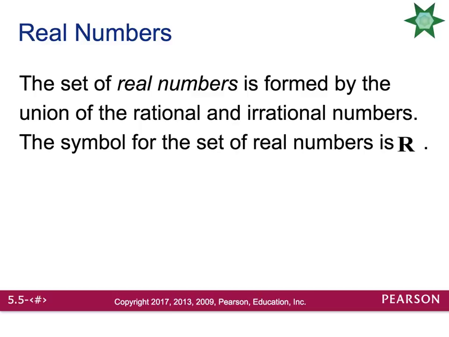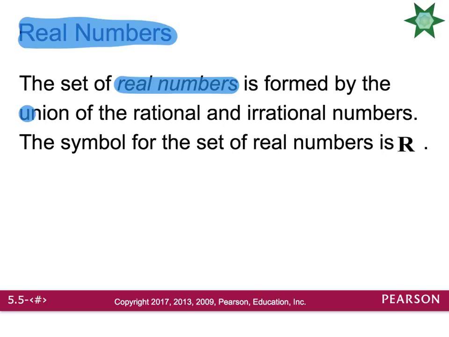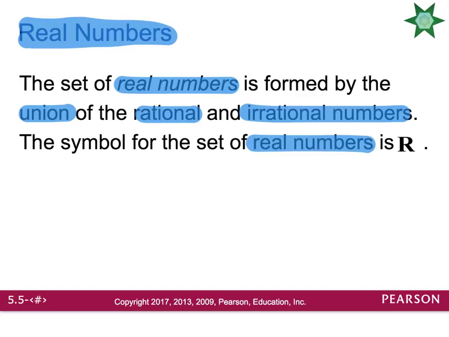This is Math 131, section 5.6, or 5.5, excuse me. We're going to talk about the real numbers and their properties in this section. So the set of real numbers is formed by the union of the rational and irrational numbers, which we talked about in the previous sections. If we combine those two sets, we get the real numbers, and that symbol is R.